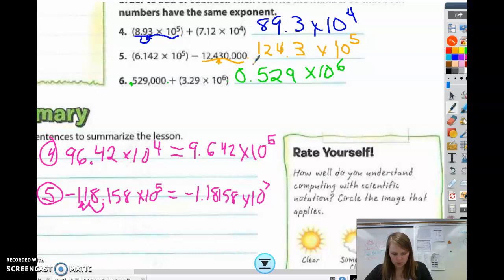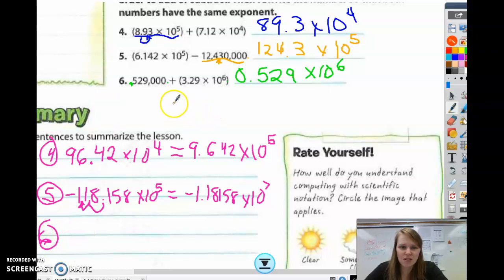6.142 times 10 to the fifth minus 4 zeros. We got it, guys. So that would end up being the correct answer. 1, 2, 3, 4, 5, 6, 7. We got it right. Okay. And then let's do the last one, number 6. That's supposed to be a 6.